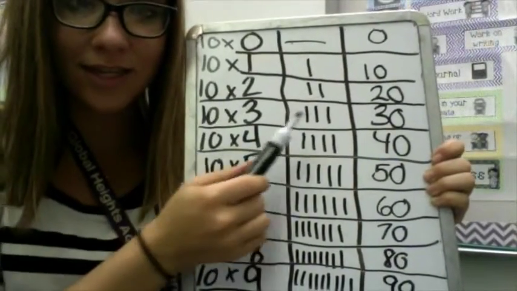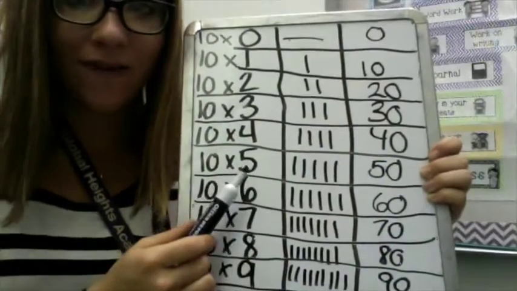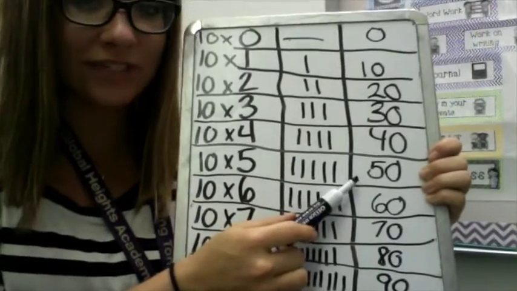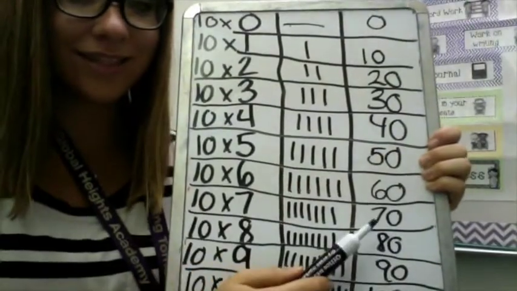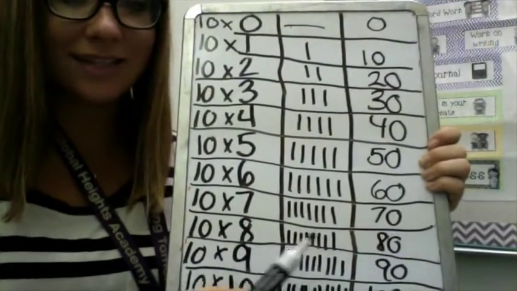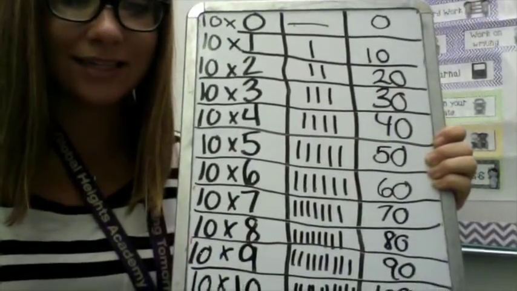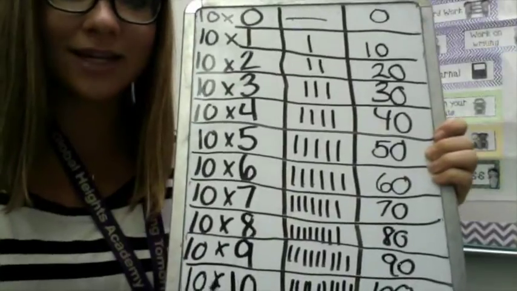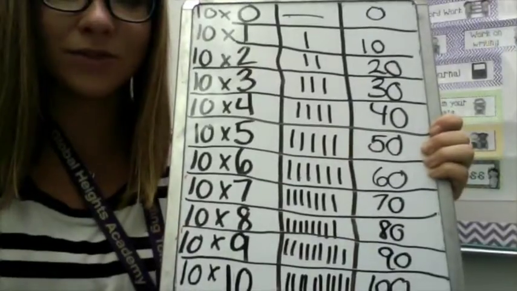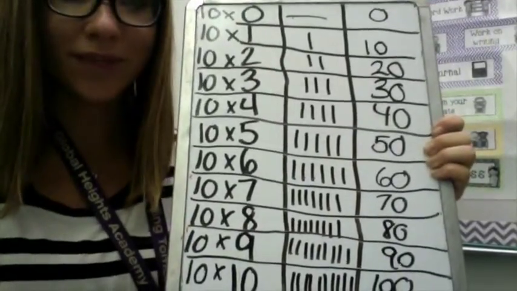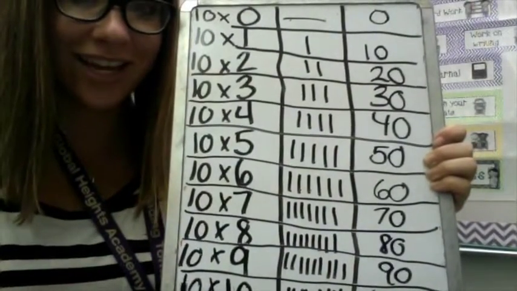3 tens is worth 30. 4 tens is worth 40. 5 tens, the value is 50. 6 tens, the value is 60. 7 tens, the value is 70. 8 tens, the value is 80. 9 tens, the value is 90. 10 tens, the value is 100. And look at 10 tens. There's 2 zeros here. 1 0, 2 zeros. How many zeros are in the answer? 1, 2.